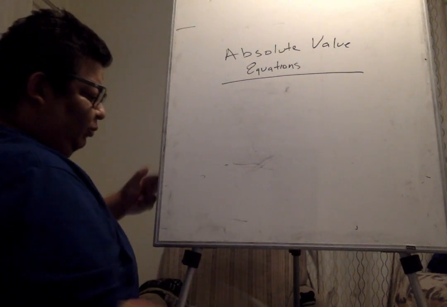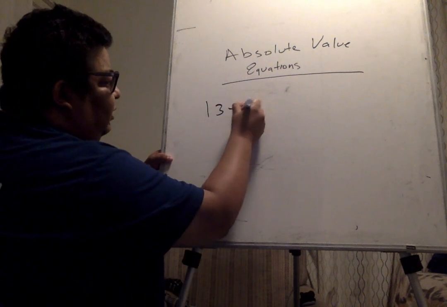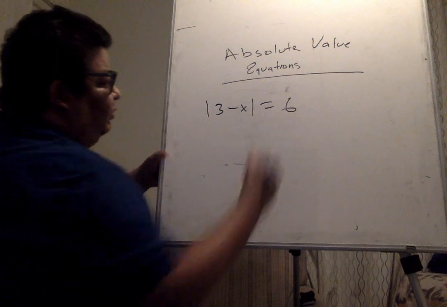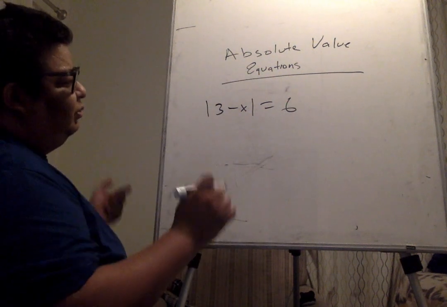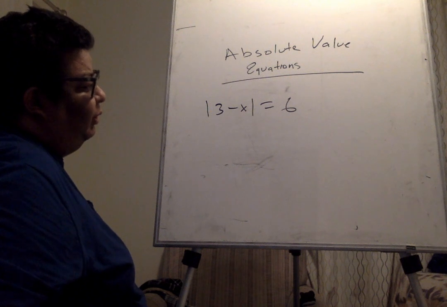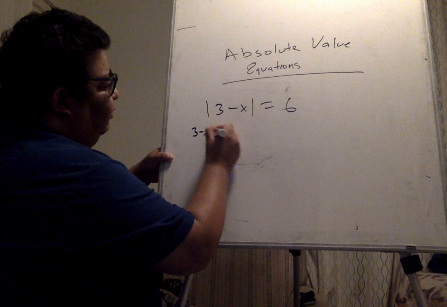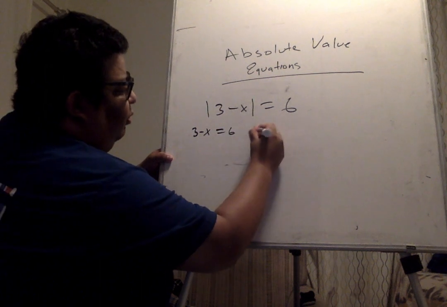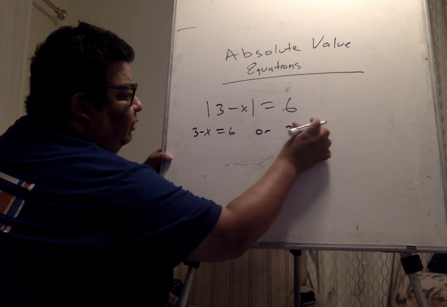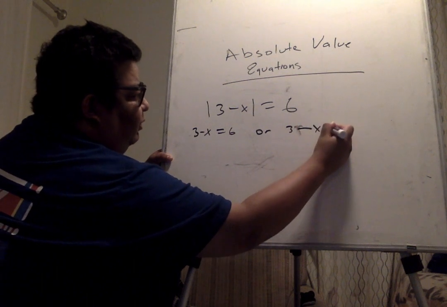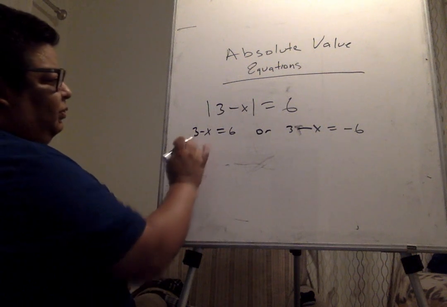The next example says the absolute value of 3 minus x equals 6. Remember, we have it equal to something, so we're going to solve two problems. The first one is 3 minus x equals 6, or 3 minus x equals negative 6. So let's start by doing this one.